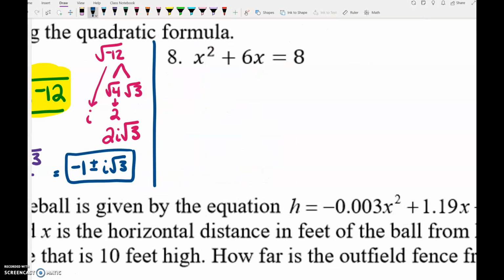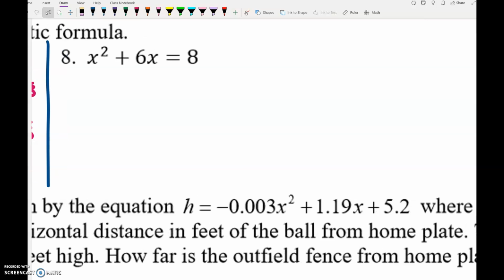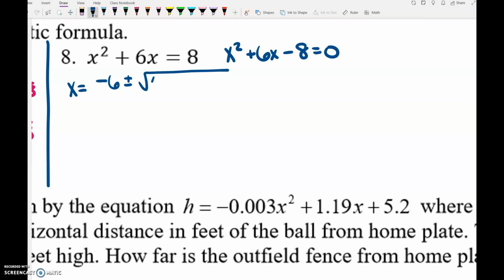Number 8. Before we do number 8, we need to get 0 on one side. So you're going to subtract 8 on both sides. So this looks like a problem that we can plug into the quadratic formula. x equals opposite of b, negative 6, plus or minus the square root of b squared minus 4ac, all over 2a.